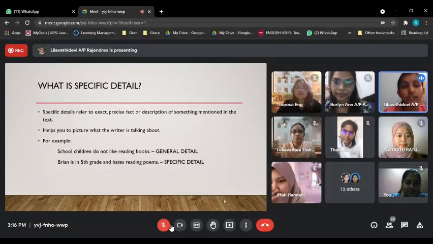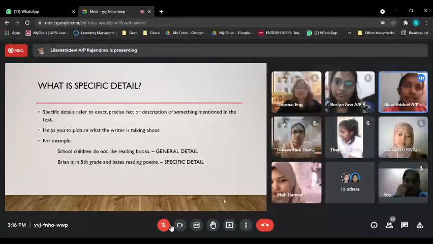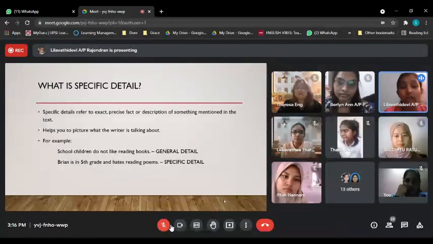First of all, let me teach you what a specific detail is. Specific details refer to exact, precise facts or descriptions of something mentioned in a text. Basically, it helps you to picture what the writer is talking about. Specific details are usually examples or keywords about feelings, a setting, or a character.